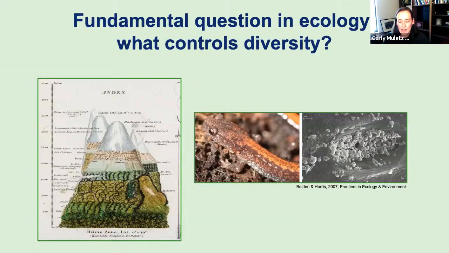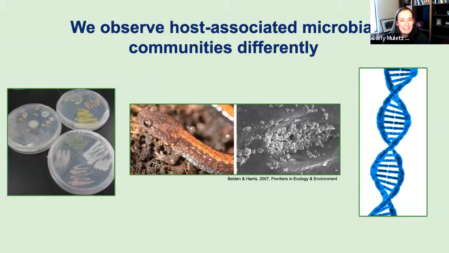Whether we're looking at plant communities like Humboldt and present day plant ecologists, or host-associated microbial communities such as the salamander and frog system that I'll talk about today, we still want to know the same thing. What controls diversity? Now, one thing that is different with host-associated microbial communities is it's just more challenging to observe them. We can't stare at them like Humboldt did as he looked at these mountainsides. We have to culture them. We have to look at them through microscopes or extract their DNA. But together, we're still trying to understand these similar questions.